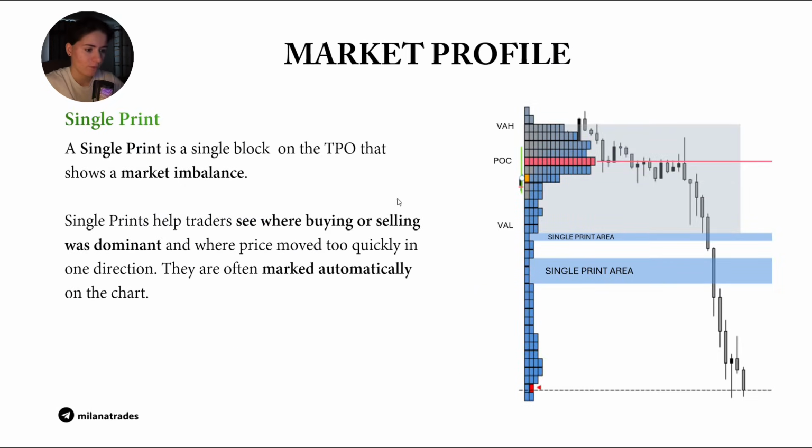Okay, right now let's look at imbalance from another point of view. For this, we will use market profile, which is also called time price opportunity. You can see certain information in the market profile which is called a single print. A single print is a single block on the TPO that shows a market imbalance. Single prints help traders see where buying or selling was imminent and where price moved too quickly in one direction. They are often marked automatically on the chart.